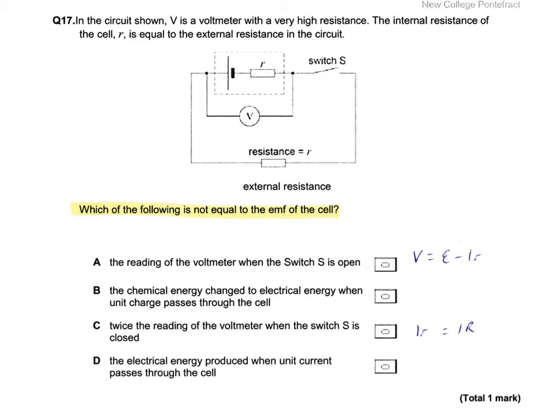And D, the electrical energy produced when unit current passes through the cell. The electrical energy produced, that should be per unit charge, not per unit current. Therefore D is wrong. D is the answer. Fill that in now. There we go. D's filled in. Remember, on these multiple choice questions you're filling in the blob.